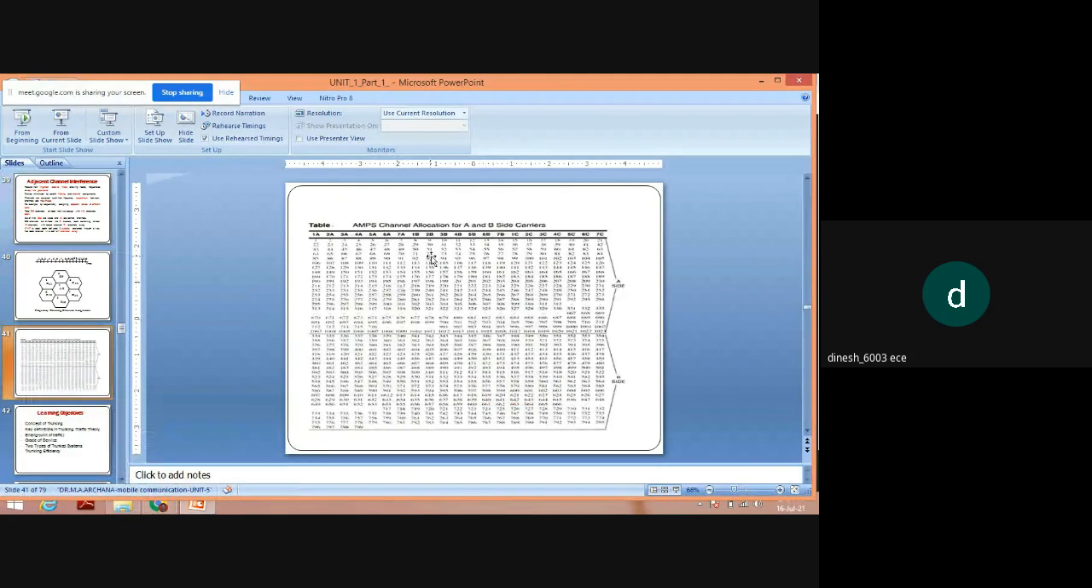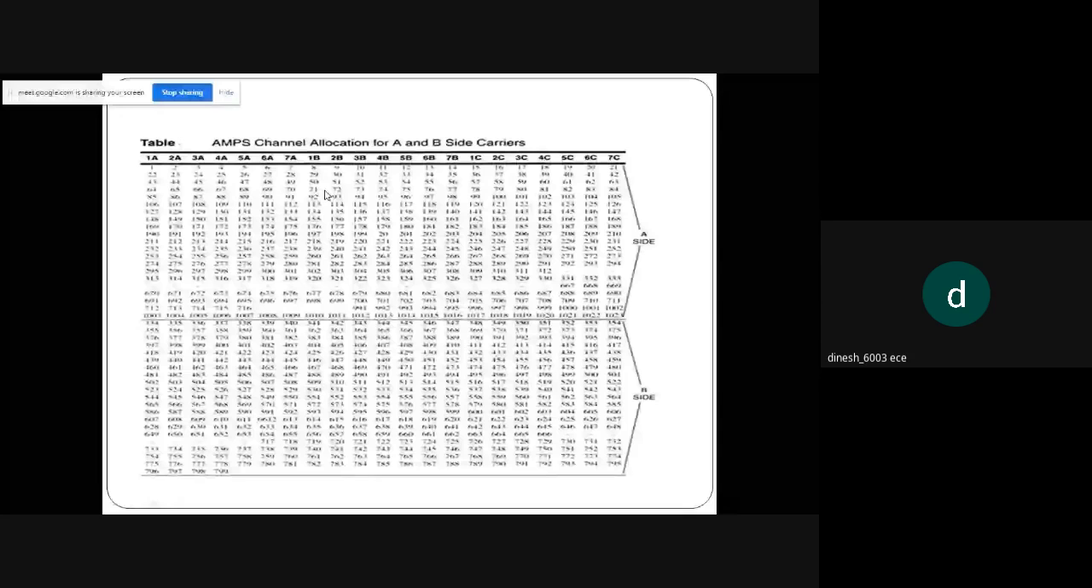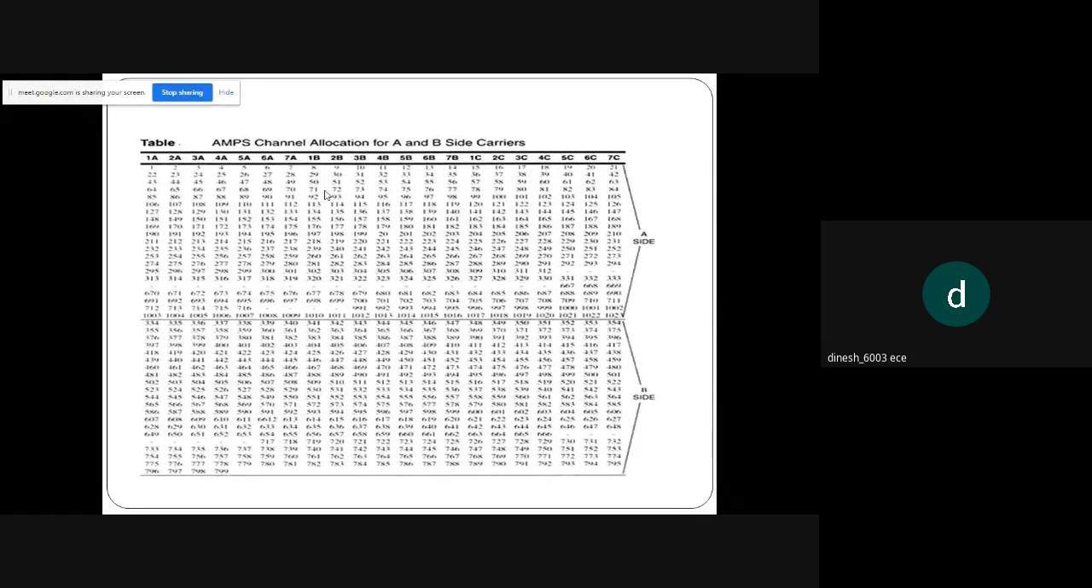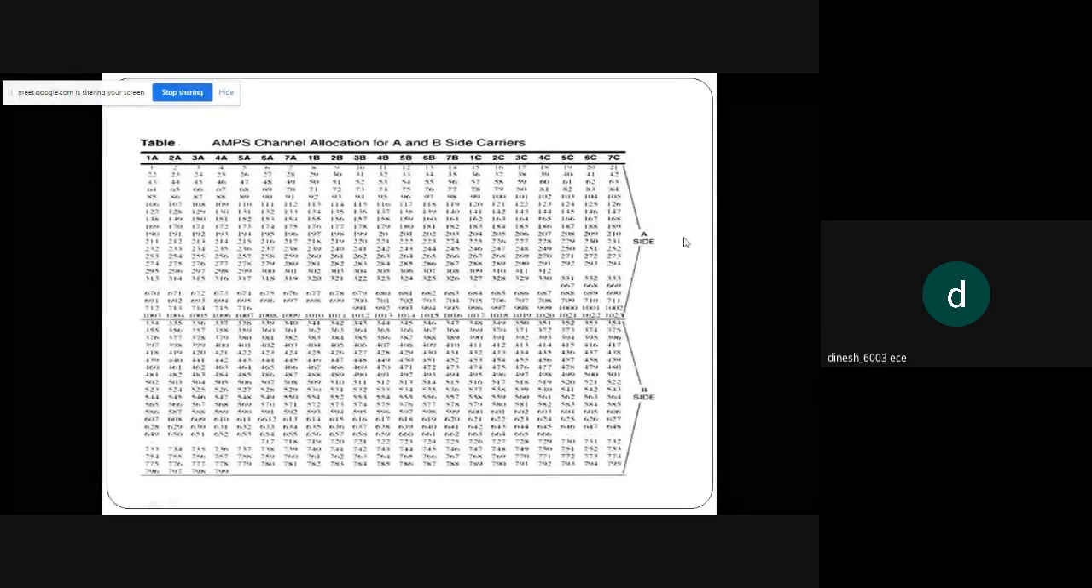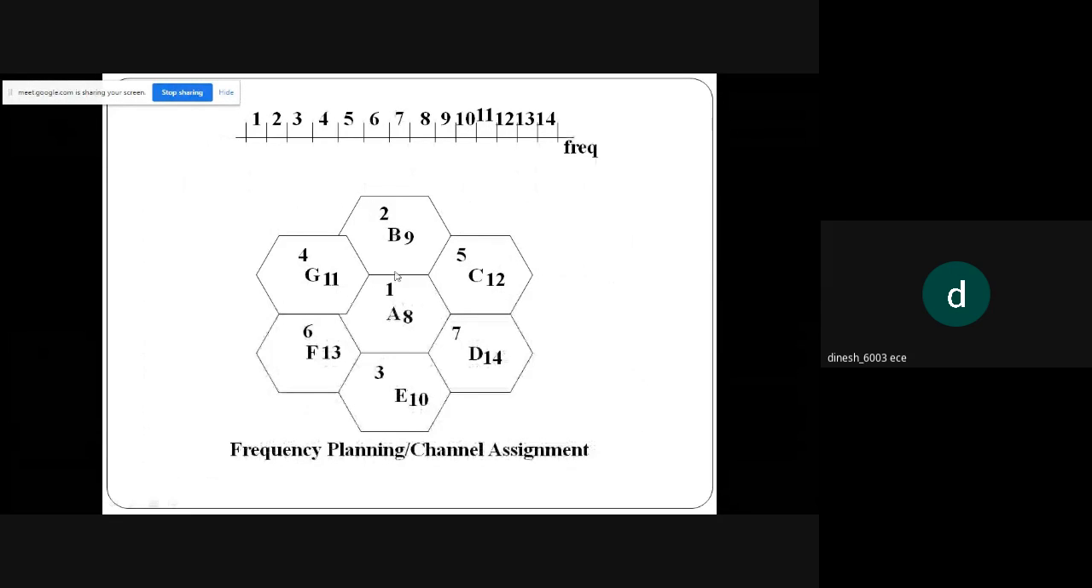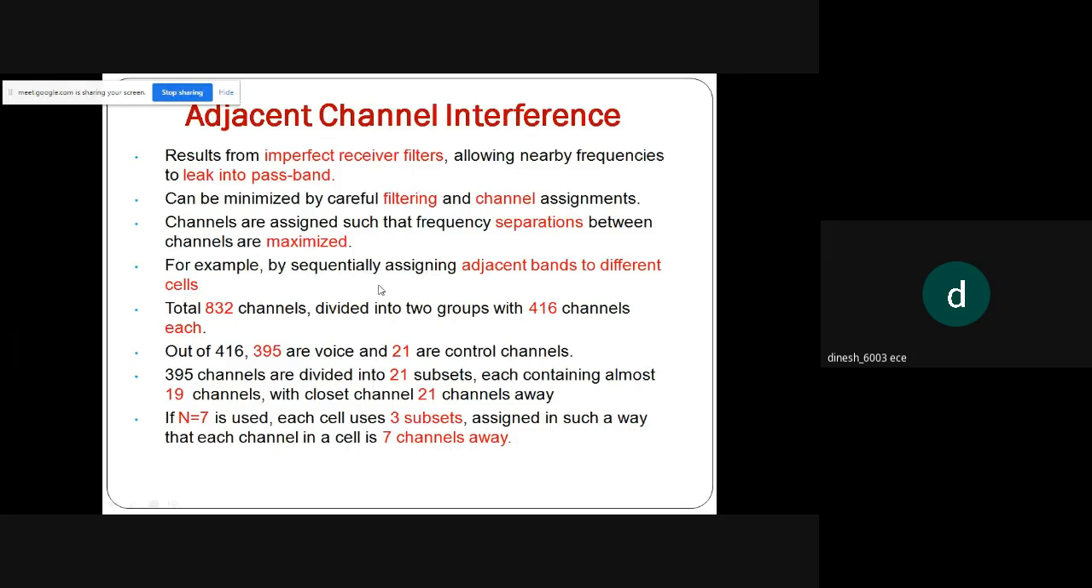So this is a channel allocation for the advanced mobile phone system, the first generation cellular systems being deployed. Advanced Mobile Phone Service, AMPS, channel allocation for A and B side carriers: 1A, 2A, 3A till 7C. So these are the frequency numbers being used, as we do to avoid adjacent channel interference.